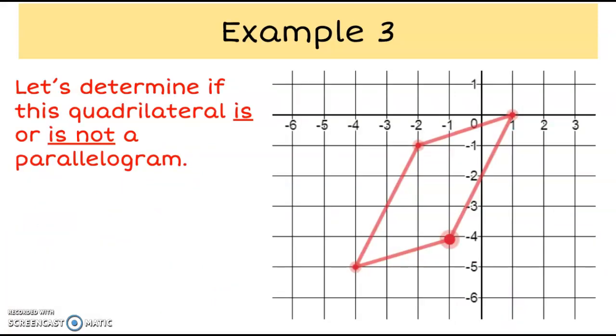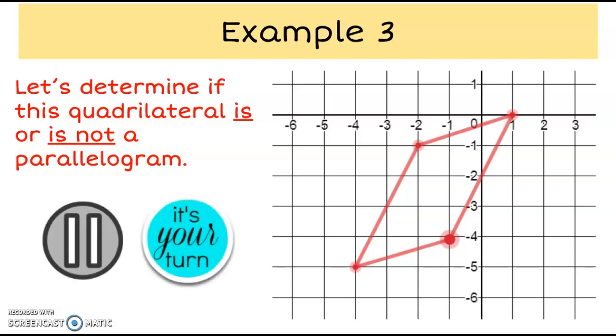Let's look at one more example. Determine if this quadrilateral is or is not a parallelogram. Pause the video and try it on your own. Let's see how you did. You would do your left and right slopes first. You should have found that the slopes were 4 over 2, or 2 over 1, and the same on the right, 4 over 2, or 2 over 1.